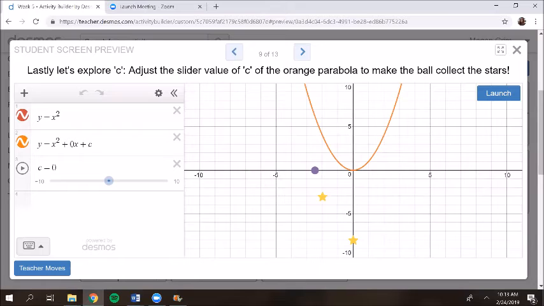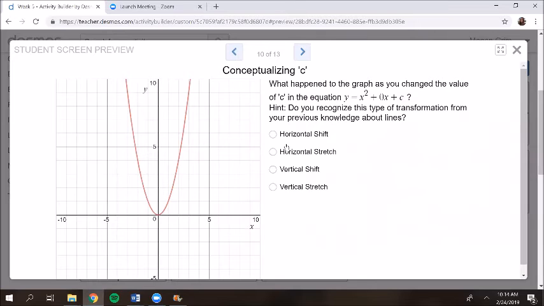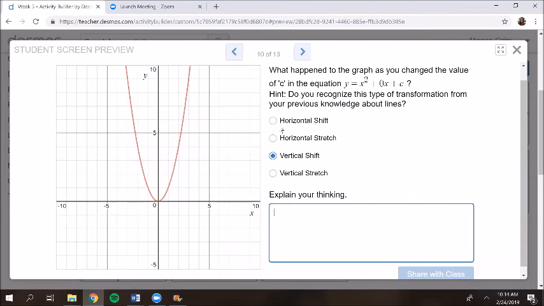Lastly, exploring c, we're hoping that because of their knowledge with lines and vertical shifts, they'll see that it's just a constant added by itself, that it just goes up and down. So hopefully they will go down. And on the next one, we are again conceptualizing this one with a multiple choice question. Share with the class. If a student put the wrong answer, then they will see other students with the right answer and their explanations. So hopefully they can learn from each other.